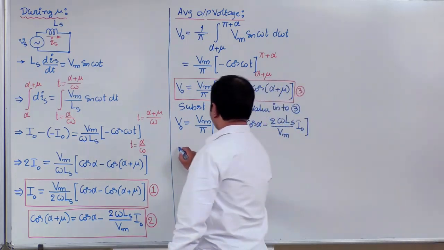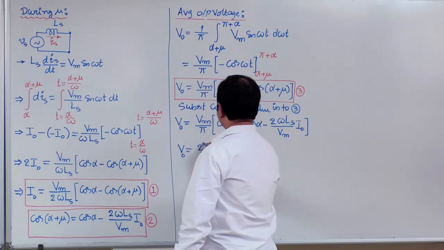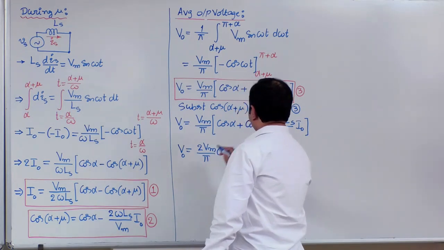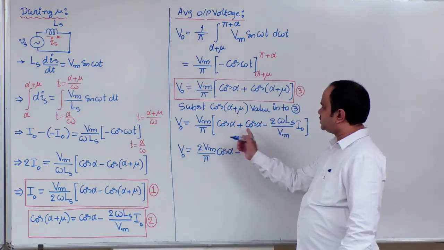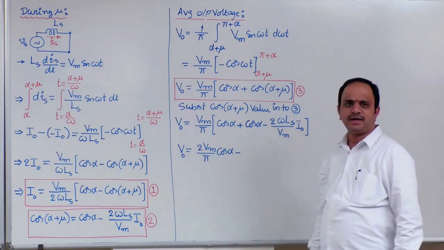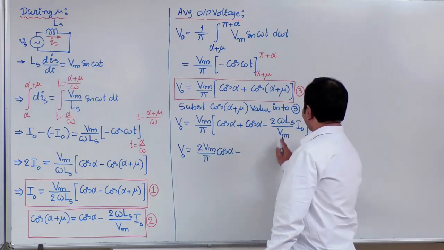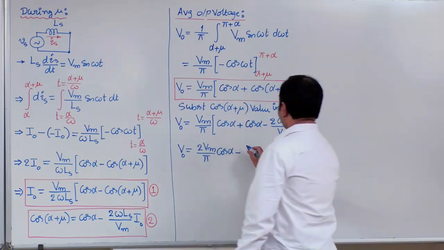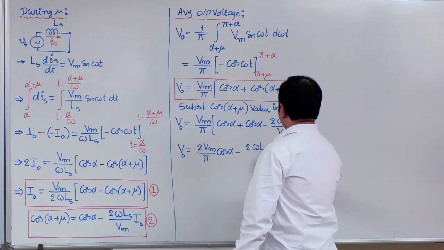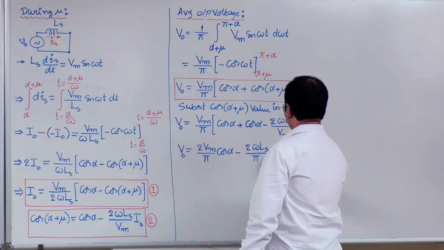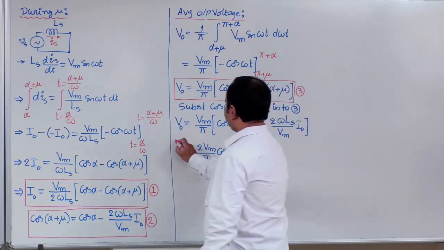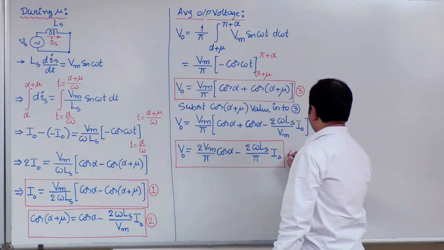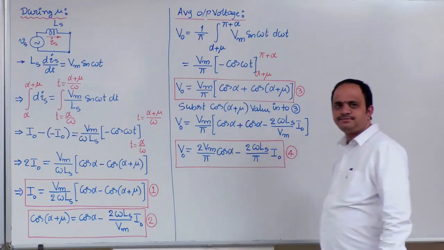Then it will give you V0 is equal to 2 Vm by pi multiplied with cos alpha. The first term is Vm by pi into 2 cos alpha, I can write it like this. Minus, if you look at the second term, Vm and Vm will get cancelled out. Therefore, it will give you 2 omega ls divided by pi multiplied with I0. Let us call this equation number 4.